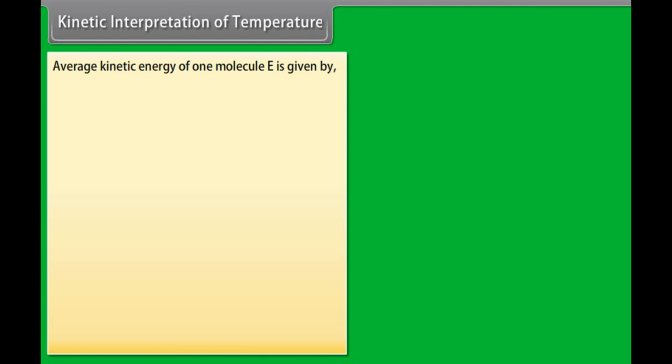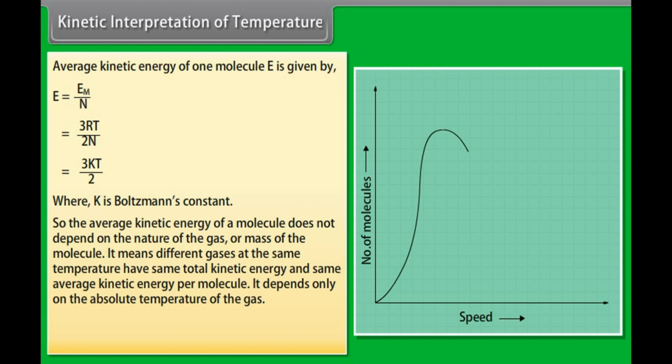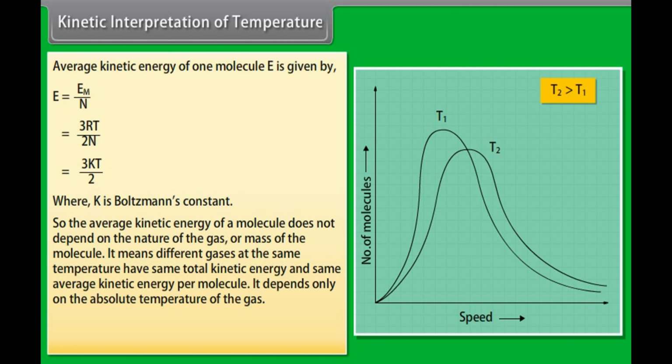Kinetic interpretation of temperature. Average kinetic energy of one molecule E is given by E = E_total/N = 3RT/2N = 3kT/2, where k is Boltzmann's constant. So, the average kinetic energy of a molecule does not depend on the nature of the gas or mass of the molecule. It means different gases at the same temperature have same total kinetic energy and same average kinetic energy per molecule. It depends only on the absolute temperature of the gas.